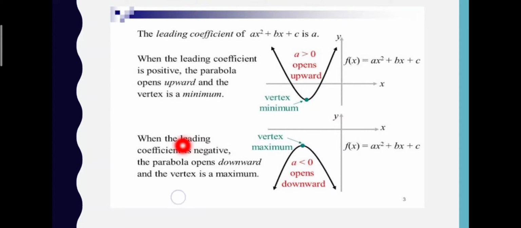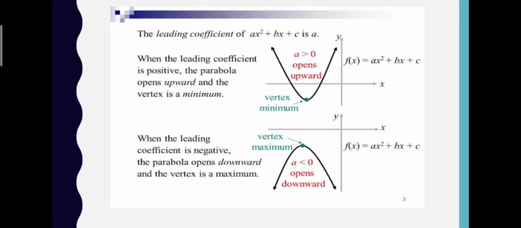Okay. When the leading coefficient is negative, the parabola opens downward and the vertex is a maximum. So, if ang leading coefficient naman is negative number, ibig sabihin ang parabola nakabuka siya pababa. So, ito ang graph if the leading coefficient is negative. This one. Nakabuka siya pababa, then ang kanyang vertex is maximum since nasa taas.